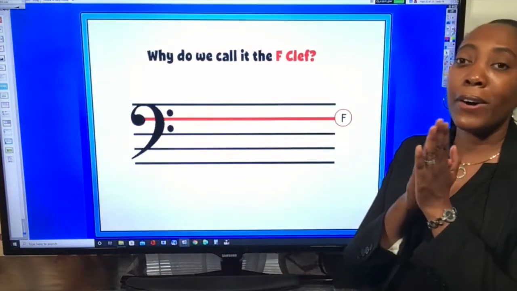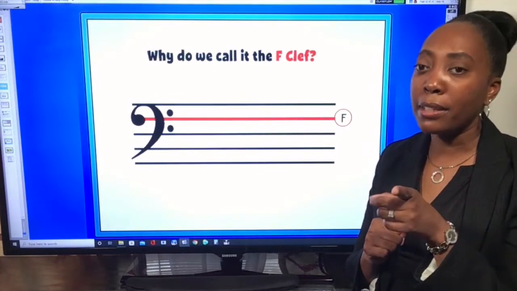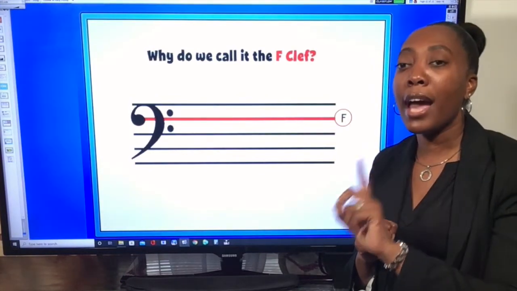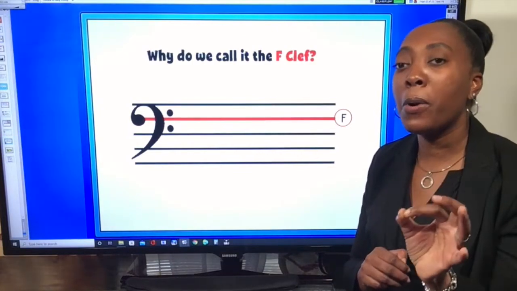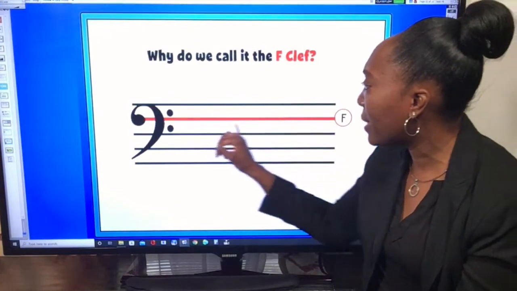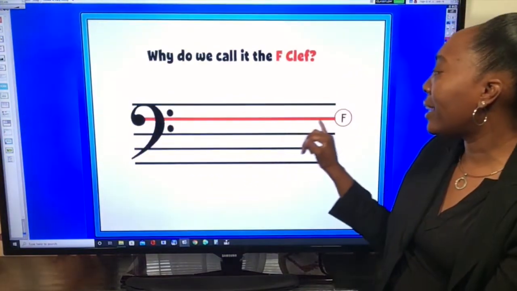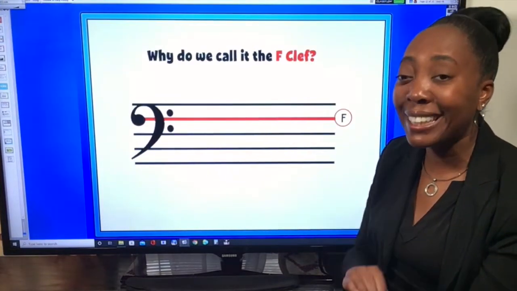You remember I told you it's called the bass clef or the F clef, and I told you I would let you know why we call it the F clef. Well, as you can see, we have a red line here, right? And it's on the fourth line.